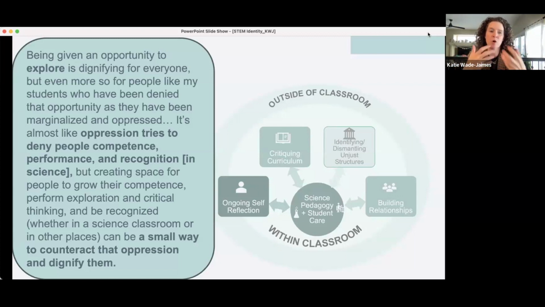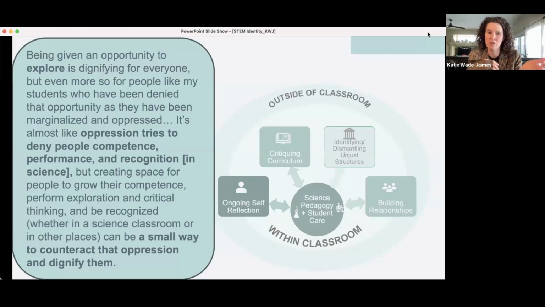And so she had this moment where she was doing an experiment with her students, and they really wanted to explore and do more. She was really nervous about it, but she decided to let them go ahead and just explore and see what happened. And she described later that being given that opportunity to explore is dignifying for everyone, but even more so for people like my students who might have been denied that opportunity as they've been marginalized and oppressed.